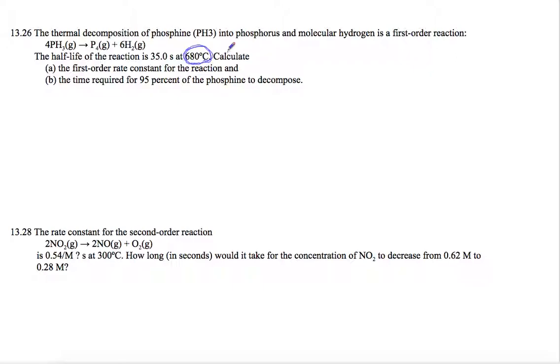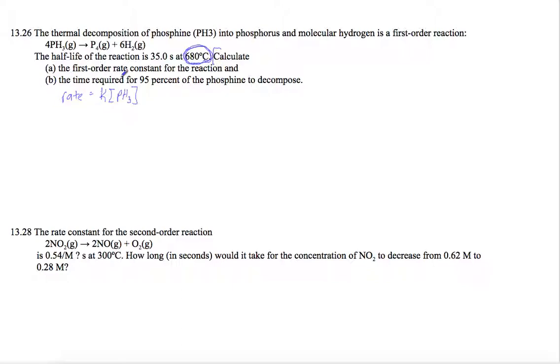So we have the half-life. Calculate the first order rate constant, and the time required for 95% of this to decompose. There's some formatting issues. So we have rate is equal to the constant times pH3. Sorry about that. We have the rate law equation, so that's what I wrote out there just to make sure.